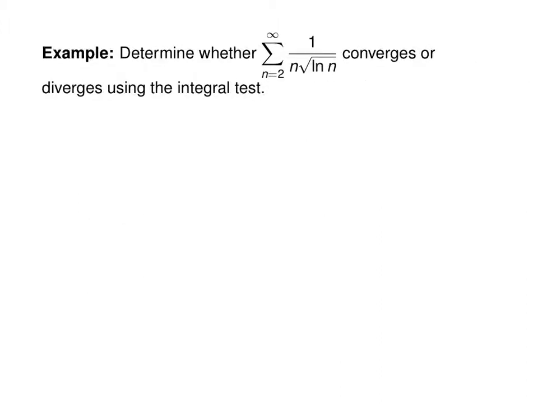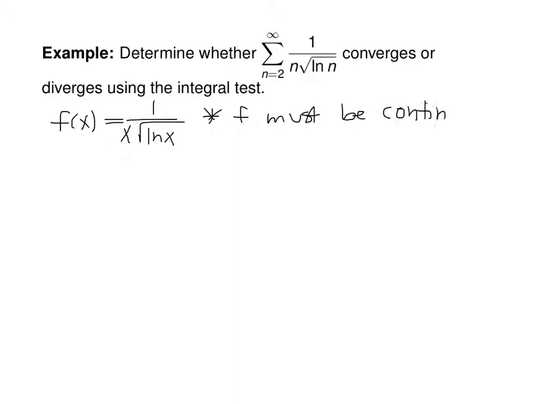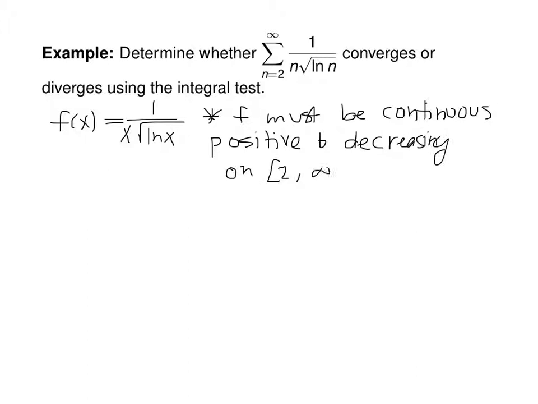Now the next test we had was the integral test. In order to apply the integral test, you had to have a function, f of x. So we're going to use f of x equals 1 over x root ln x. And the conditions were f must be continuous, positive, and decreasing, in this case, on the interval from 2 to infinity.